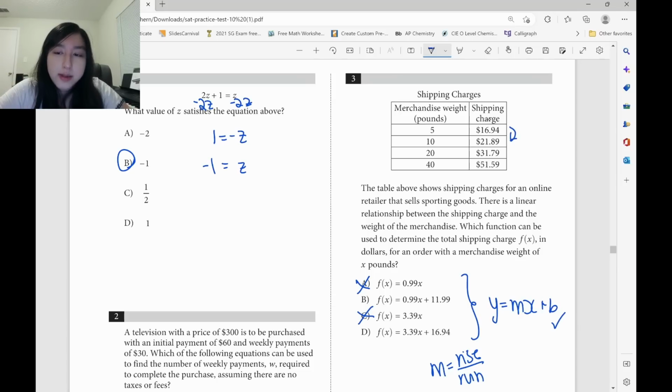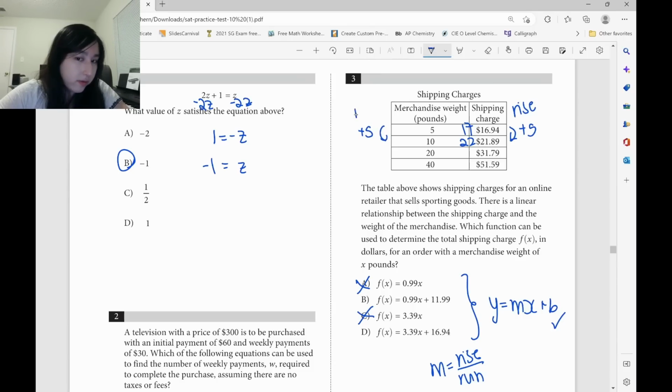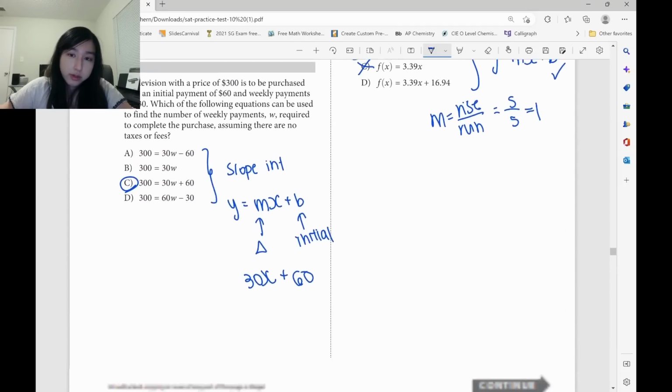So here we have 16.94 and 21.89. We just got to see how much it increased by. So let's just estimate, since we don't have a calculator. 17 to 22. 17 to 22 is an increase of 5. That's your rise. 15 to 10 is an increase of 5. That is your run. Rise over run is going to be 5 over 5, which is going to be 1. So your answer has to be B, because 0.99 is the closest to 1.